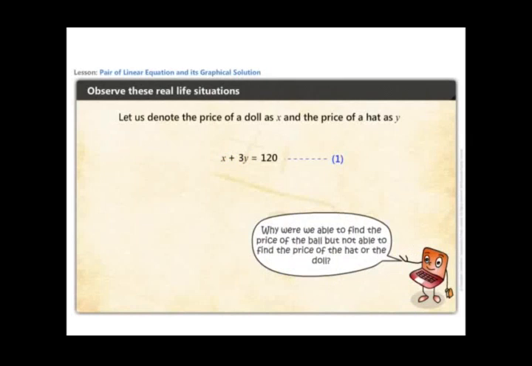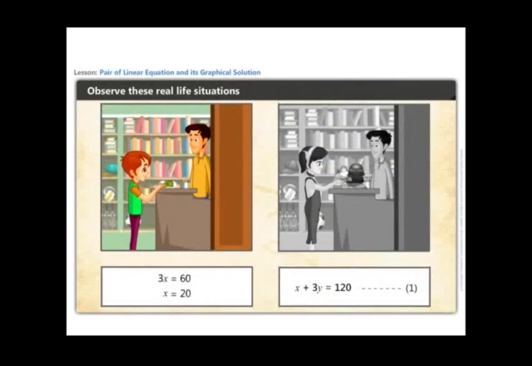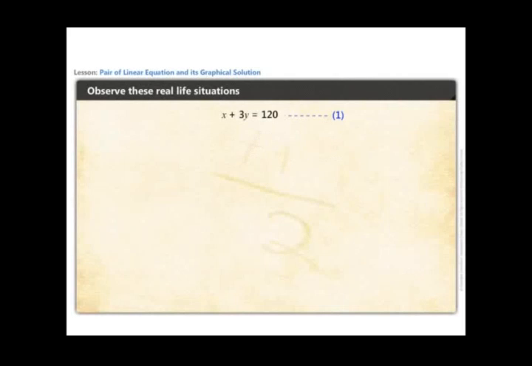Why were we able to find the price of the ball but not able to find the price of the hat or the doll? In the first case, we had one unknown represented by one equation, so we could find the value. But in the second situation, we have two unknowns and one relation between them given by the equation x plus 3y is equal to 120. So we were not able to find the value.